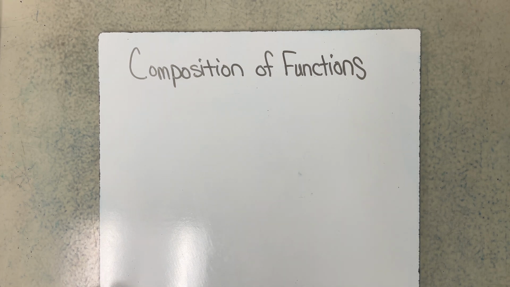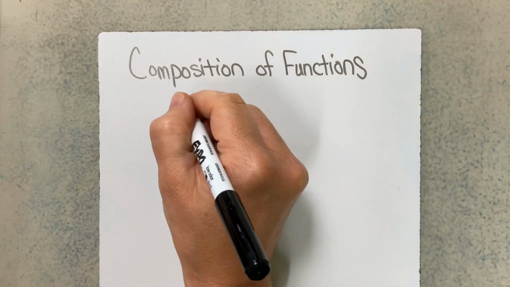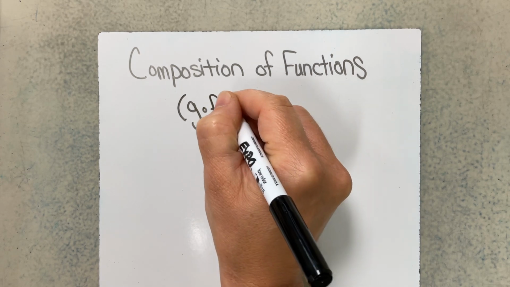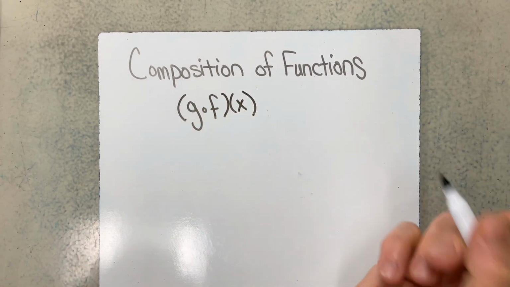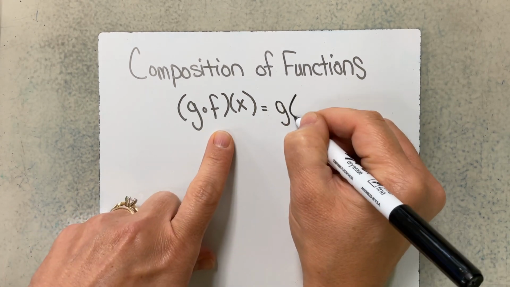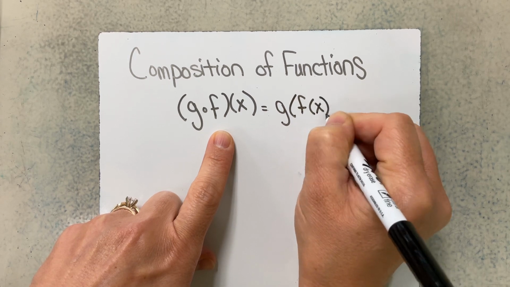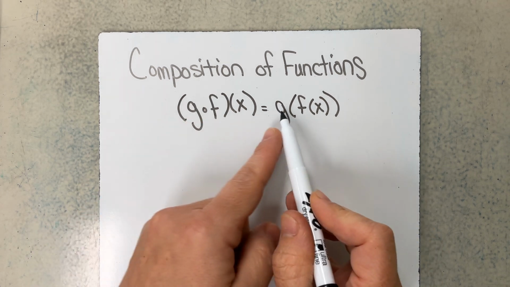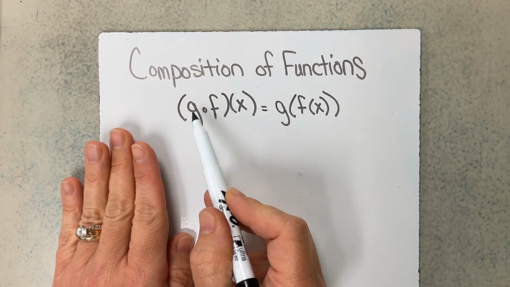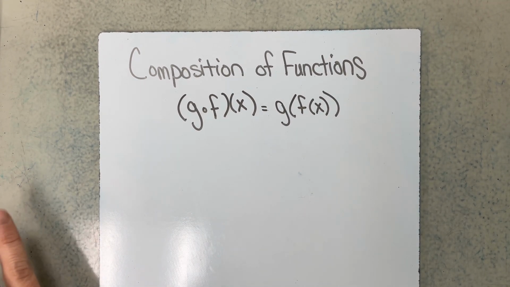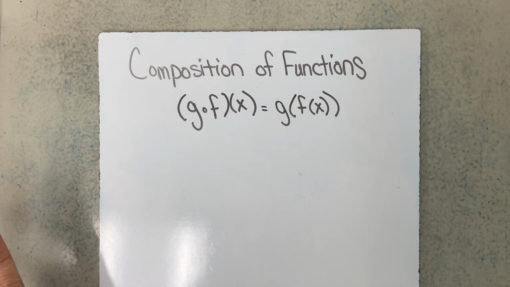What this means, or what it could be written like, is g of f. This means the same thing as g of f of x. It's saying the result of f when it goes through g. So we take our f of x, but we send it through our g function. Let me get some examples.